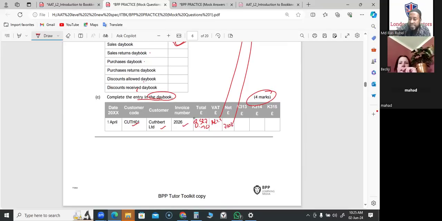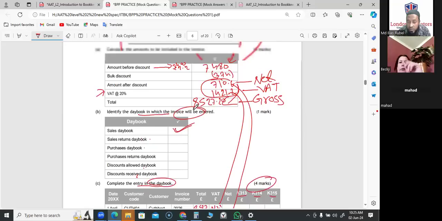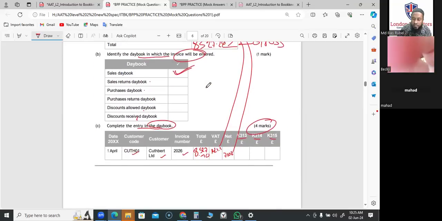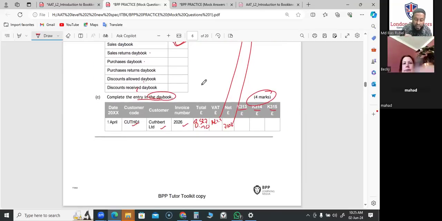Net was 7106. Now they said K313, K314, K315. What do you mean by that? You need to go to your delivery note, and here we go. The product code is K314. So for 1 mark, you need to go to the bottom and write the same net in this box, 7106. Sometimes students make a mistake here. That's your 1, 2, 3, 4 marks.